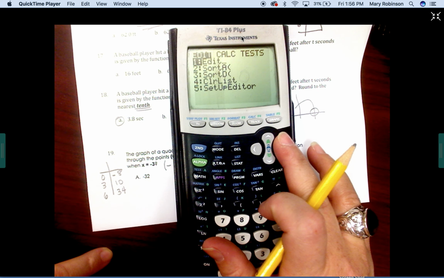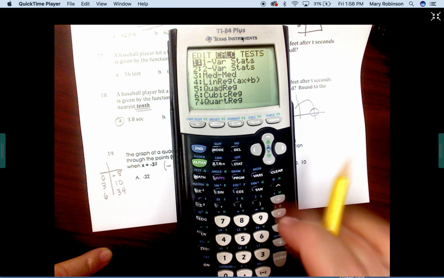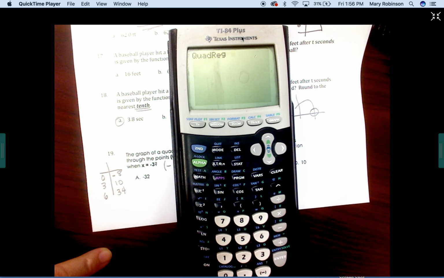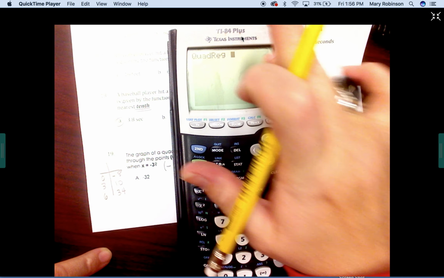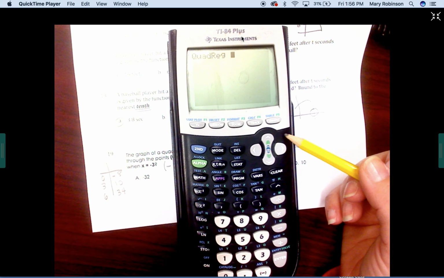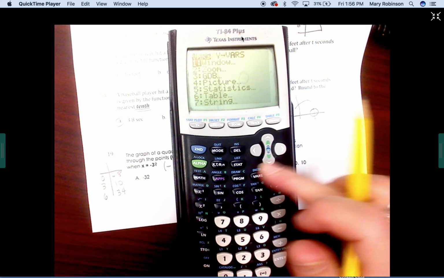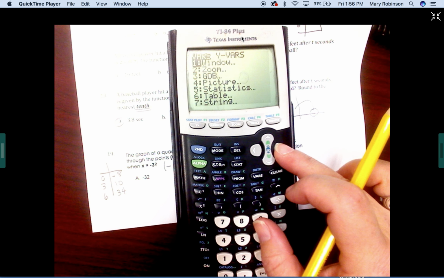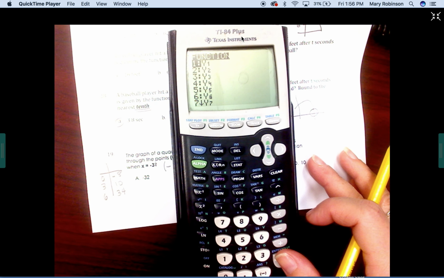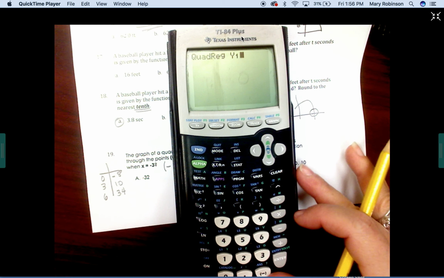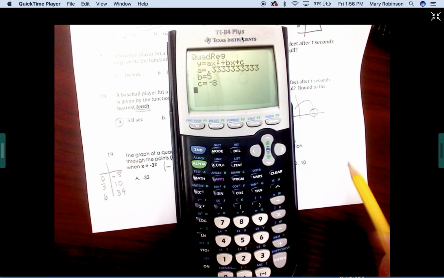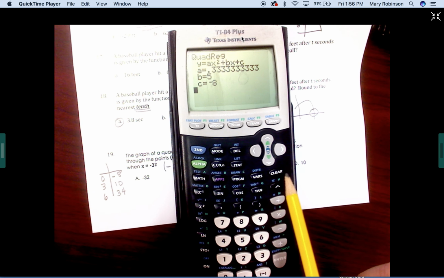Stat, arrow right to calc. We want the quadratic regression, so I'm just going to press the 5 button. Yours probably has the thing where it goes to store reg EQ. I'm using an older calculator that's not updated. So either way, you go to store reg EQ, press vars, right to y vars, press enter for function and enter for y1. So yours should say y1 beside the store reg EQ. I press enter, there's my function.